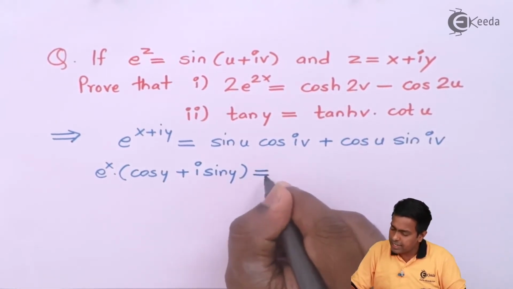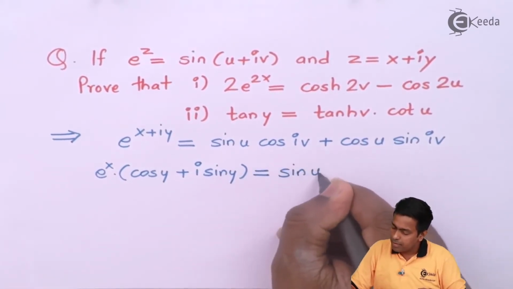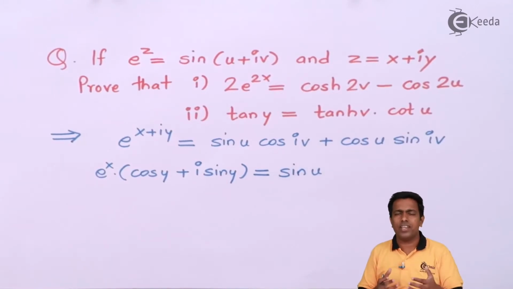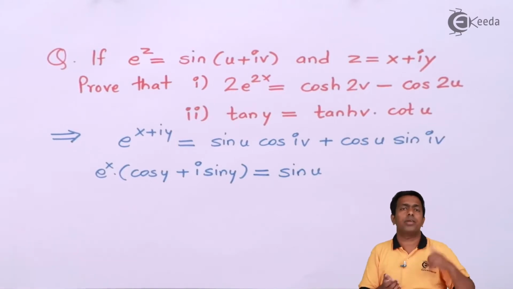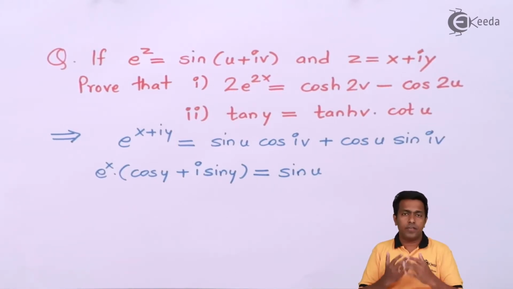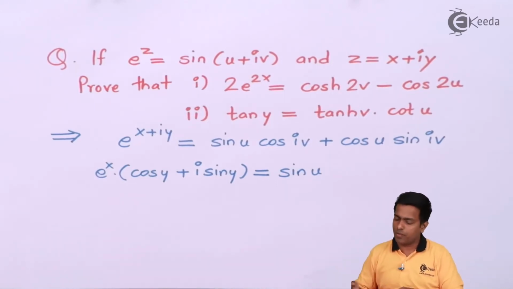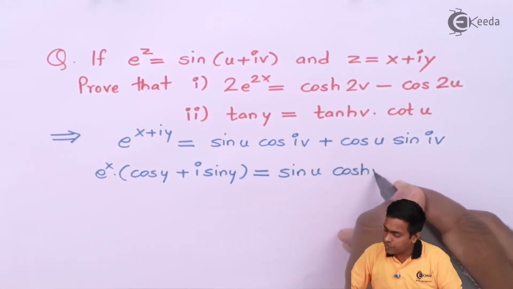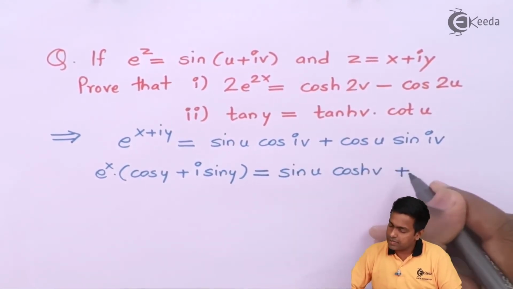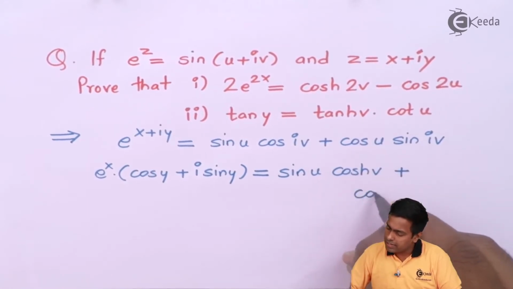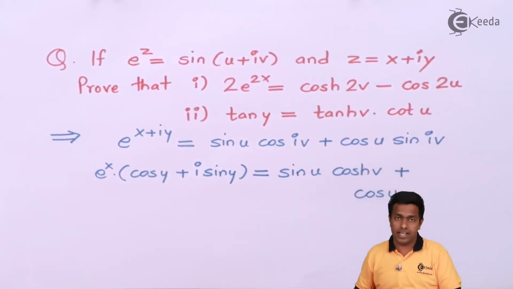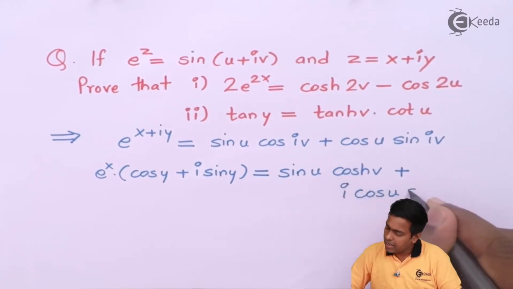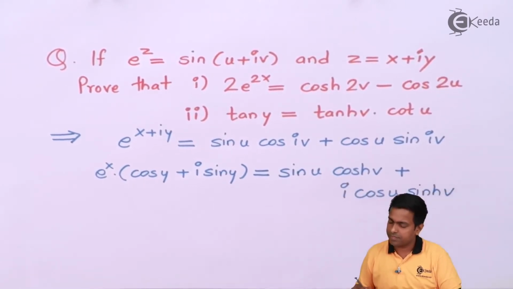Now on the right hand side we have sin u. Now for cos iv we have a formula. So guys, if you don't know the formula, you have to go to my previous video where I have covered the different formulae of hyperbolic functions, and you have to apply that formula over here. So the value of cos iv is cosh v, and cos u as it is. Now the value of sin iv is i sinh v.